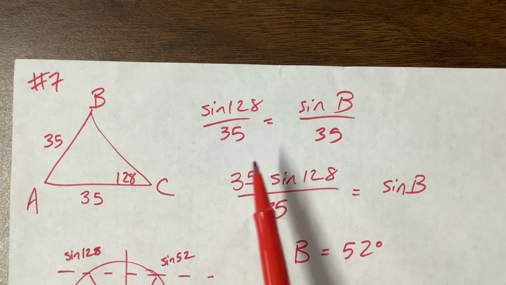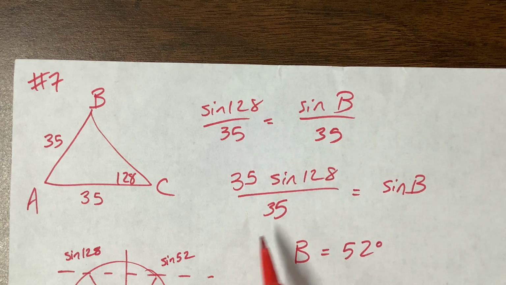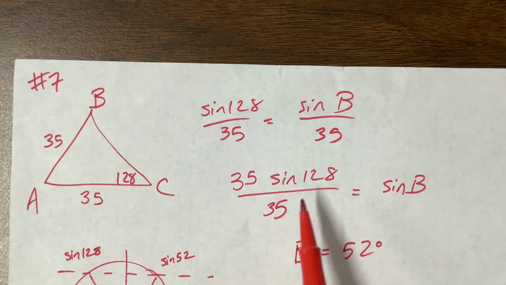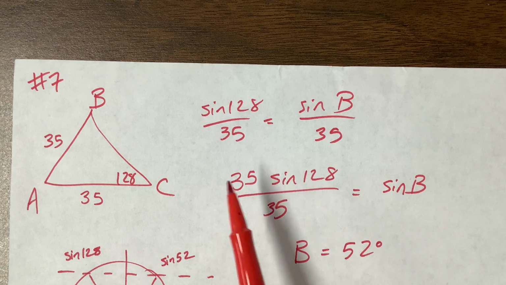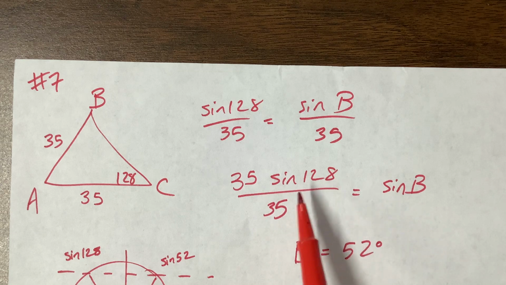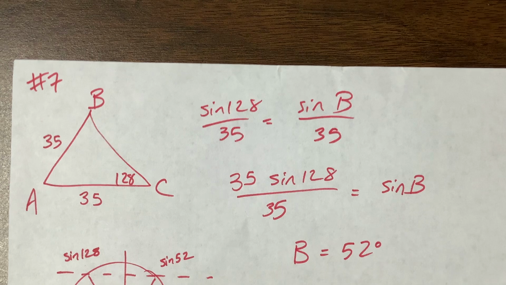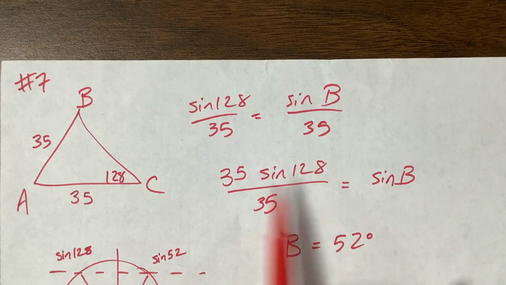Sine of 128 over 35 is equal to sine of B over 35. Noticing right here that these things would cancel, right? So sine of B is going to equal sine of 128. But I didn't even notice that, to be honest with you, when I started working this problem.